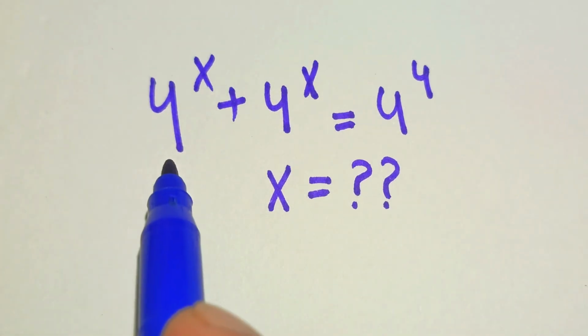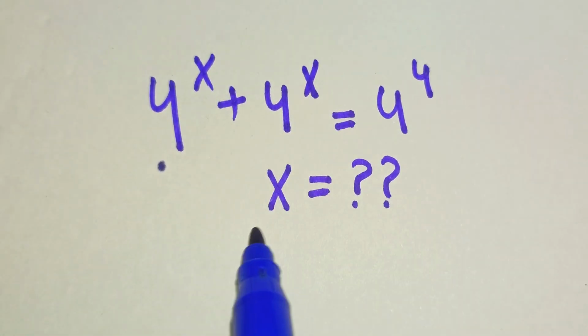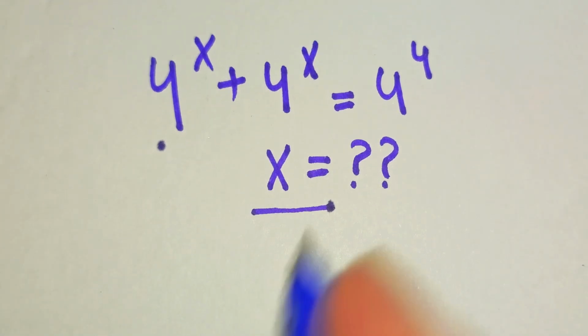Hey learner, how to solve 4 to the power of x plus 4 to the power of x is equal to 4 to the power of 4. Find the value of x. I will teach you how to solve this.